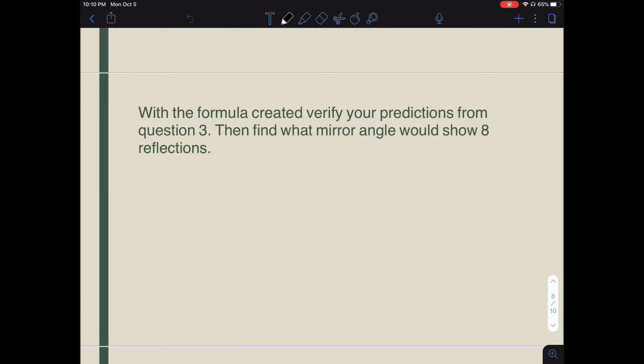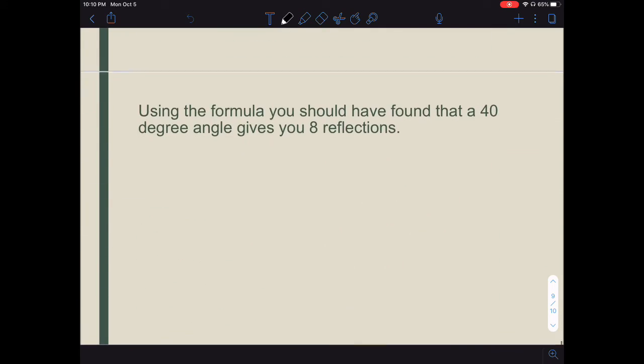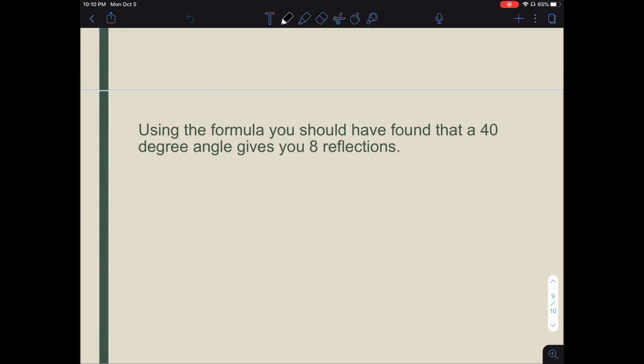Now pause the video and use the formula to verify your predictions from question 3. Then find what mirror angle would give you 8 reflections. Using the formula, you should have found that a 40-degree angle gives you 8 reflections.